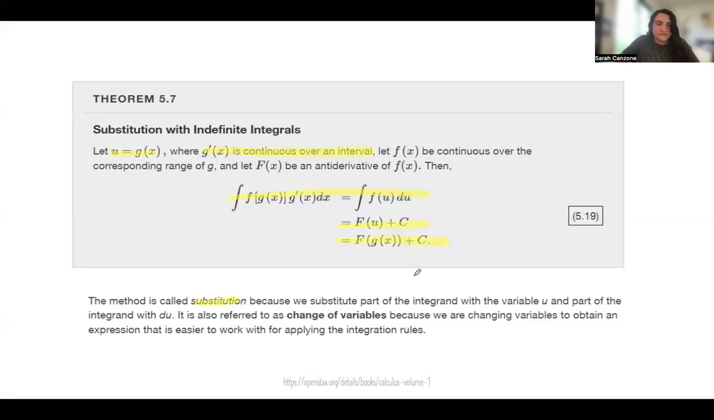So this method is called substitution, where we substitute part of the integrand with the variable u and part of the integrand with the variable du. I will again show you what I mean. It's also referred to as a change of variables because we are quite literally changing the variables in our function, right? We're going from whatever the variable is to u.